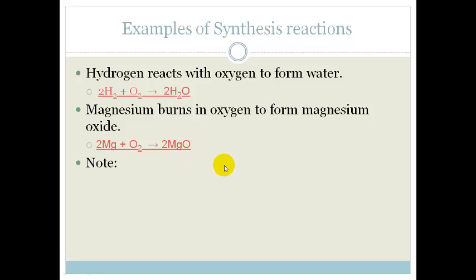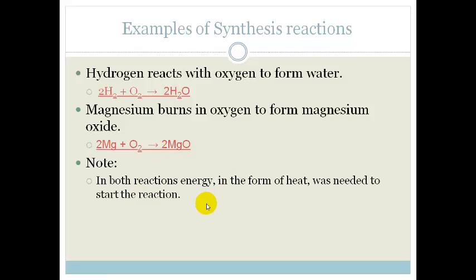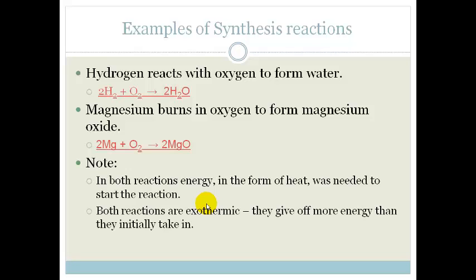Right, so please note, in both reactions, energy in the form of heat was needed to start the reaction, but both reactions were incredibly exothermic. They gave off more energy than they initially took in.